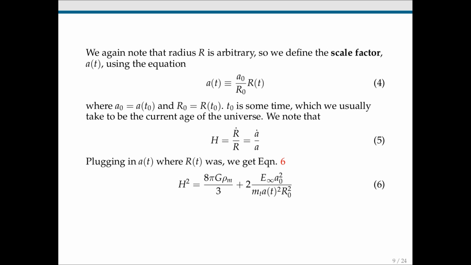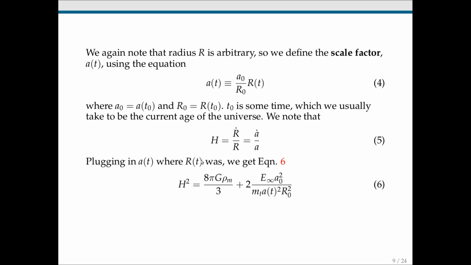We again note that radius r is arbitrary, so we define the scale factor, a of t, using this equation here. So r of t is the radius of our arbitrary sphere, a of t is the scale factor, r0 is the radius at time t0, and a0 is the scale factor at time t0. t0 is just some time where we know the values of r0 and a0. We usually take t0 to be the current age of the universe. That's just by convention. We could take pretty much any time other than t equal to 0 for this.